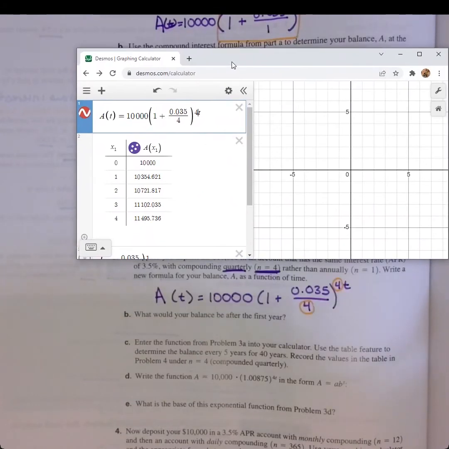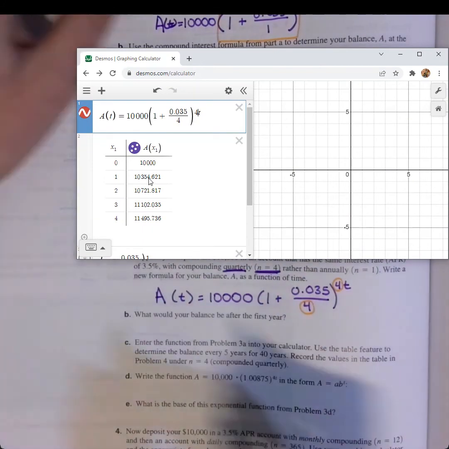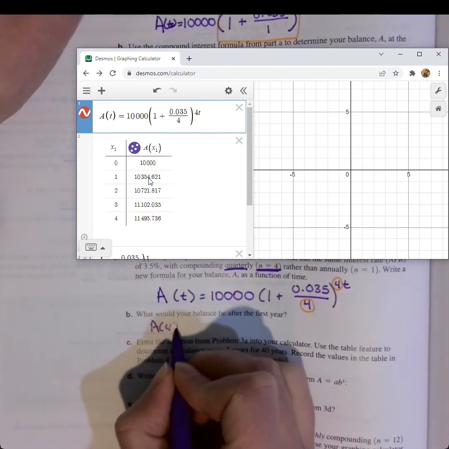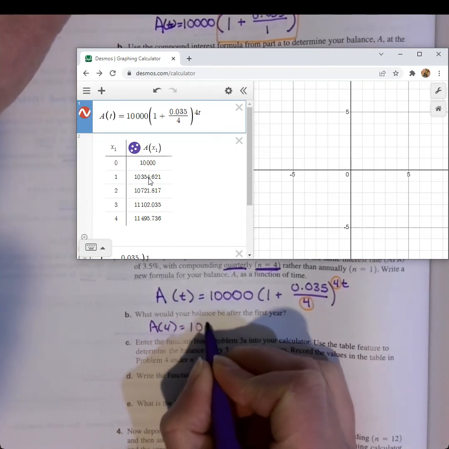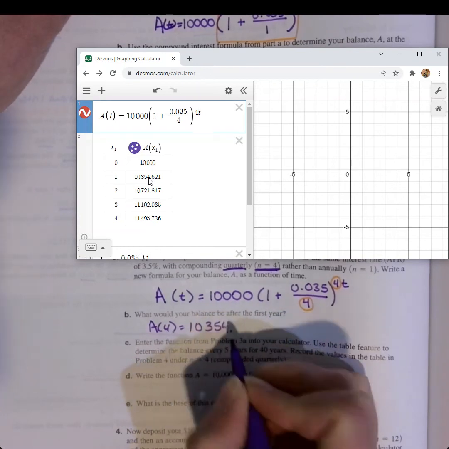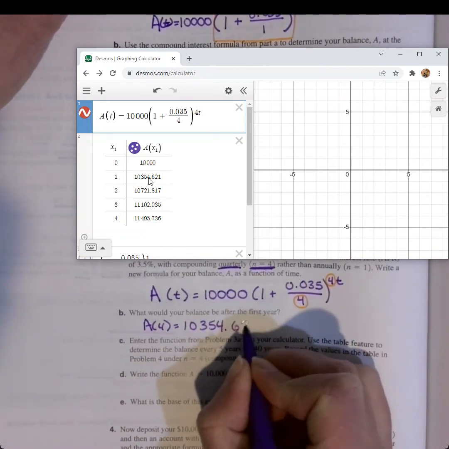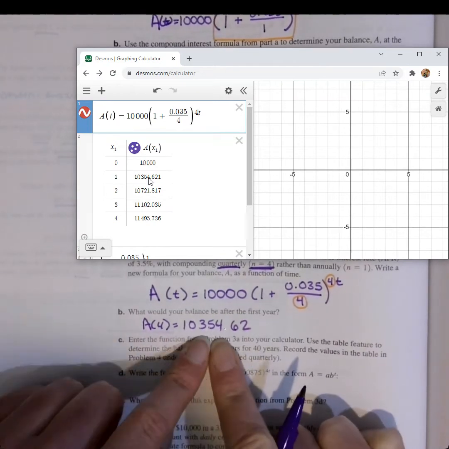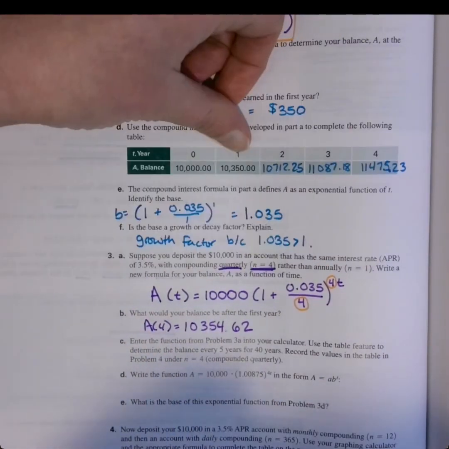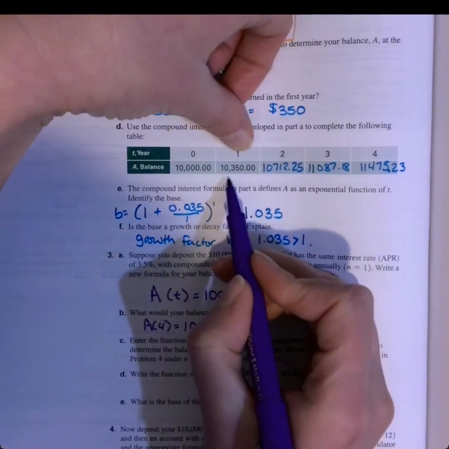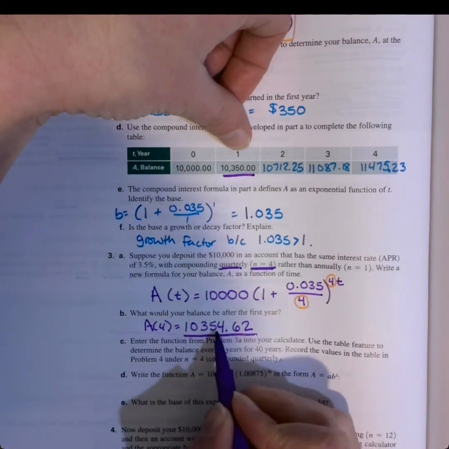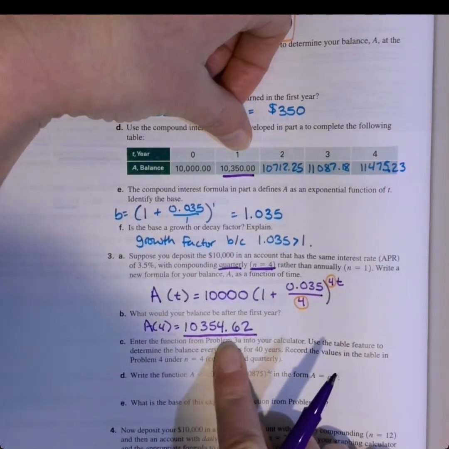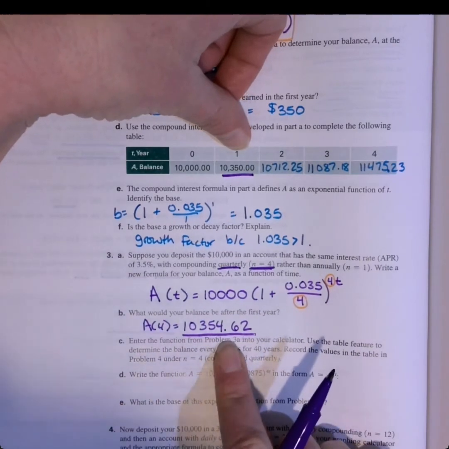Okay. So after the first year now, I can see in my table here that the balance from this new equation would be $10,354.62. So I earned a little bit more money. Instead of the $10,350, I'm at $10,354.62. I earned $4.62 more because we compounded it 4 times that year.